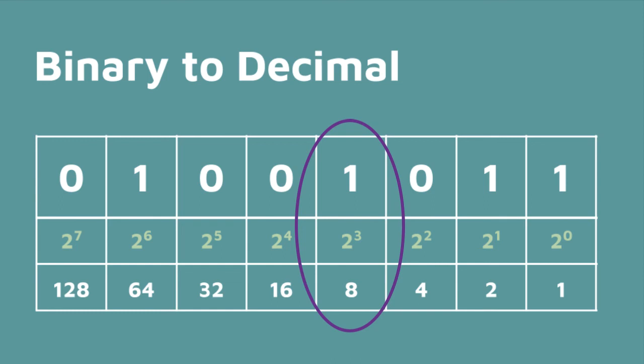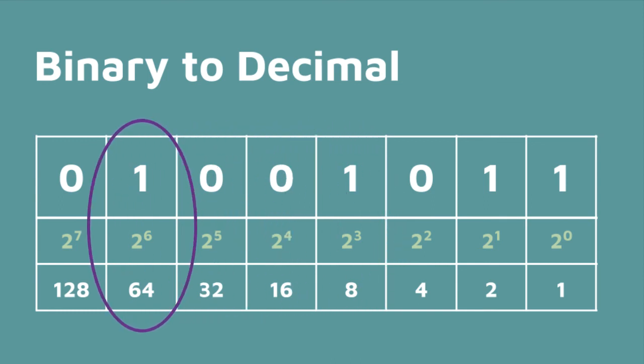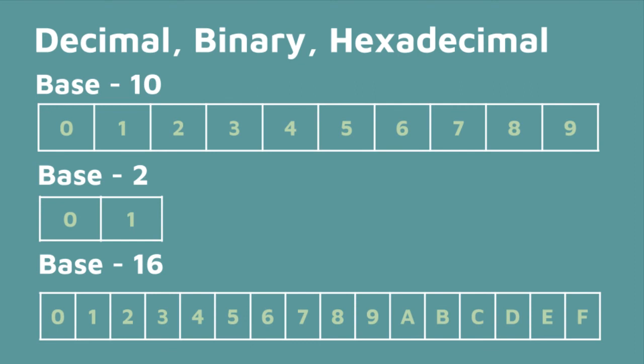The next one is in the 64's place. 64 times 1 is 64. 64 plus 11 is 75. And that is a quick overview of the decimal, binary, and hexadecimal notation systems.